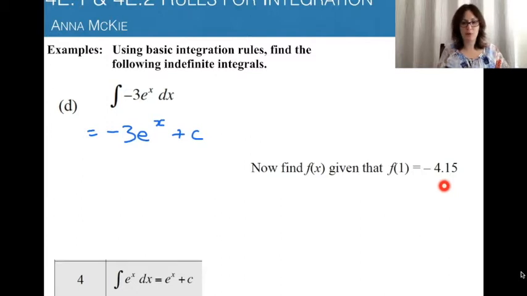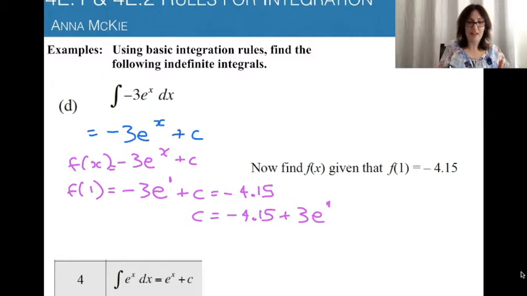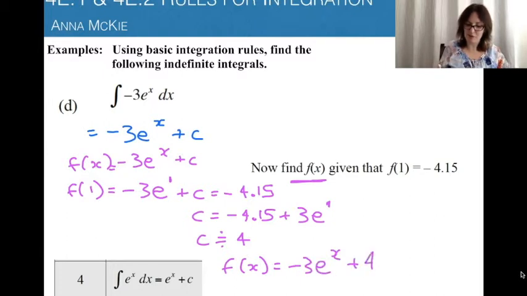Now the second part here says, now find f of x given that f of 1 is equal to -4.15. So I like to write out the fact that f of x is this function here, -3 e to the x plus c. And now I'm going to substitute in these facts and solve for c. So f of 1 is equal to -3 e to the power of 1, because where I see an x I'm putting a 1, plus c is equal to -4.15. I'm going to rearrange that to solve for c, and that approximately comes out to be 4. So summarising that, it did say to find f of x, so don't just leave it there. Our function therefore is -3 e to the power of x plus 4.